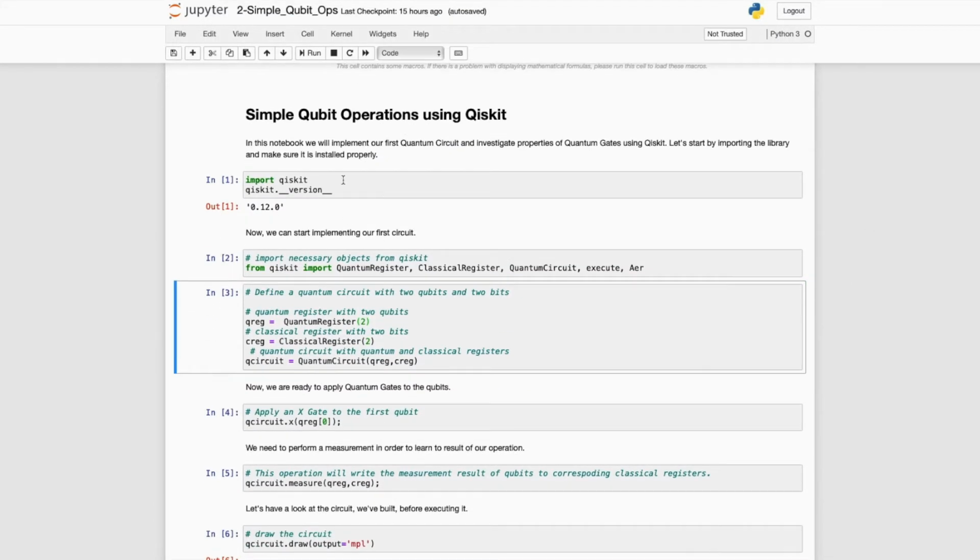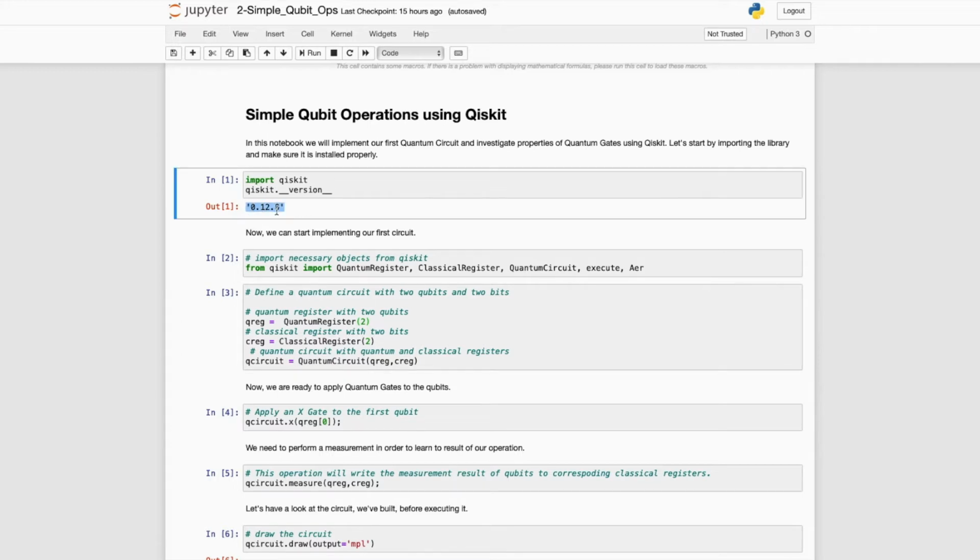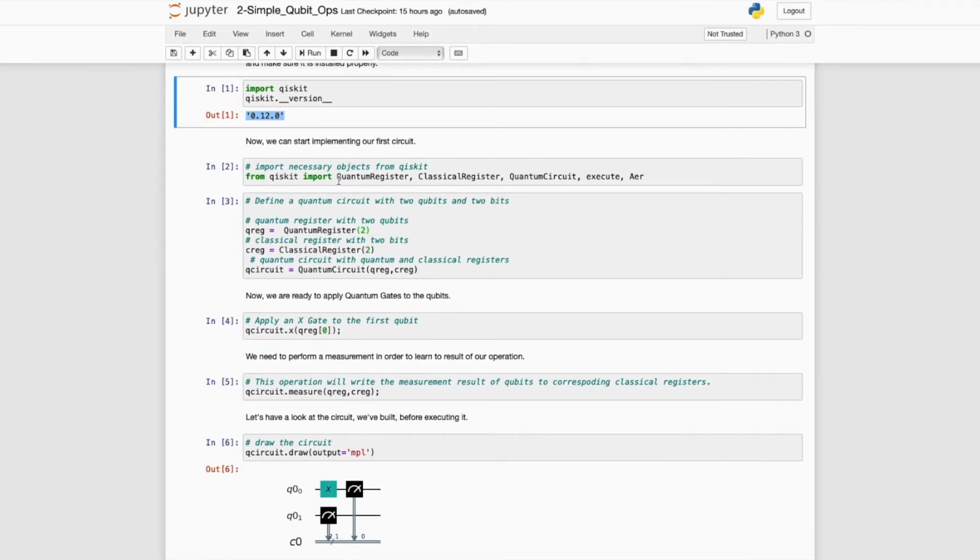Then when you execute this cell, it should produce something like this to tell you which version you are using. At the moment, this should be the latest version. Then we will import the necessary objects from the Qiskit library to implement our circuit.